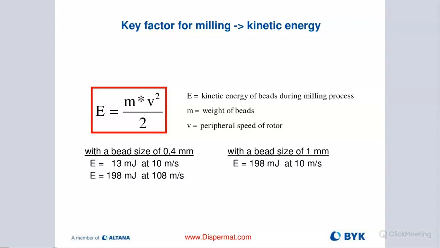So here is the formula for kinetic energy, how to calculate it, if you want to write that down. It's the weight of the beads times the square of the peripheral speed, or tip speed, of our rotor, divided by 2. That will be the energy, or kinetic energy, of the beads during the milling process.